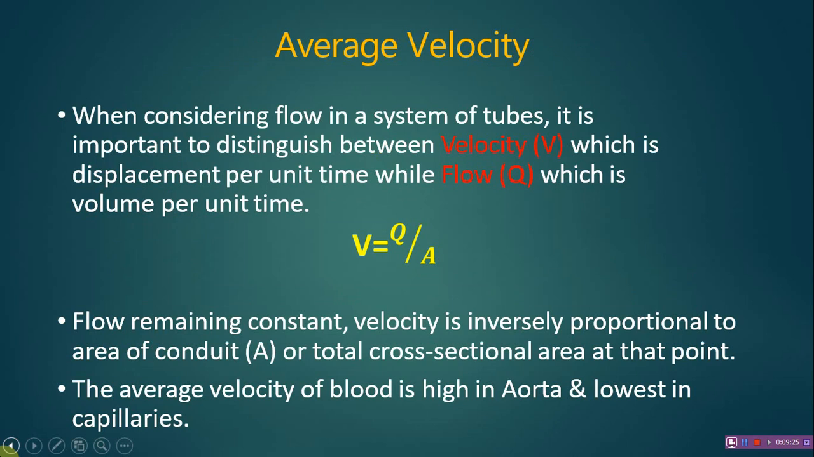Now, coming to the average velocity. When considering flow in a system of tubes, it is important to distinguish between velocity, which is V, and flow. Velocity is the displacement per unit time, while flow, depicted as Q, is the volume per unit time. Here, V equals Q by A, where A is the area of the conduit. From this equation, we can see that if the flow remains constant, the velocity is inversely proportional to the area of the conduit, or total cross-sectional area at that point. Thus, the average velocity of blood is highest in the aorta and lowest in the capillaries.